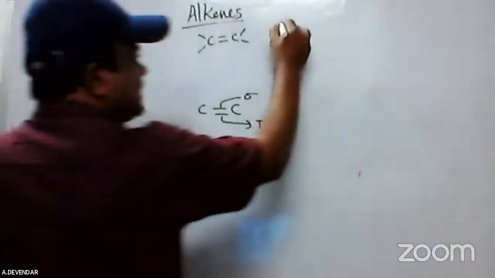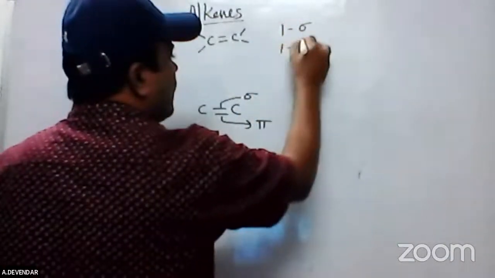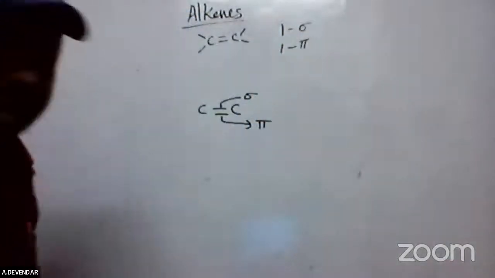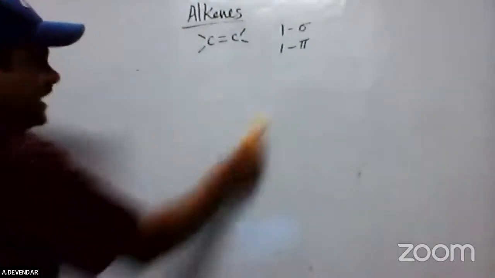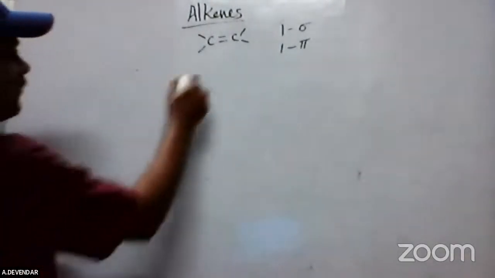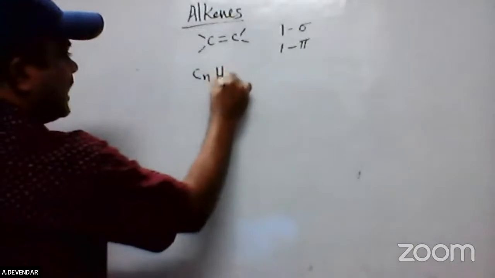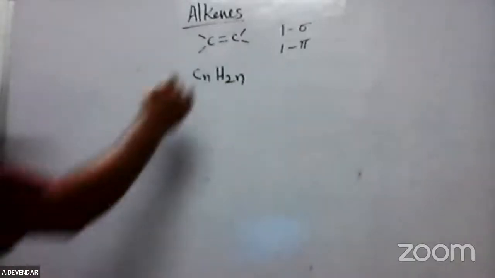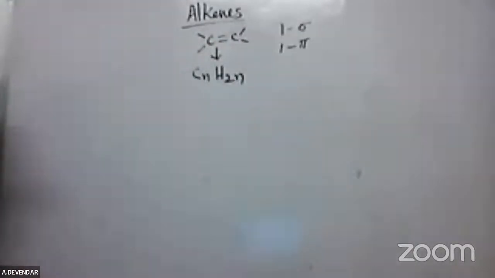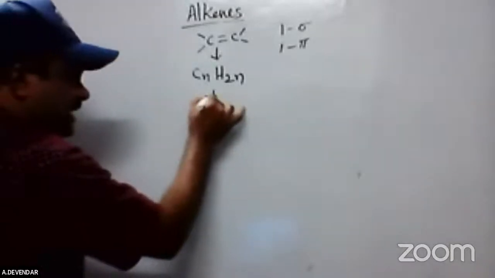So alkenes have one sigma bond and one pi bond compulsorily present. Okay, this is about the alkenes. Next, the general formula of alkenes is CnH2n. This is the general formula of alkenes, CnH2n.